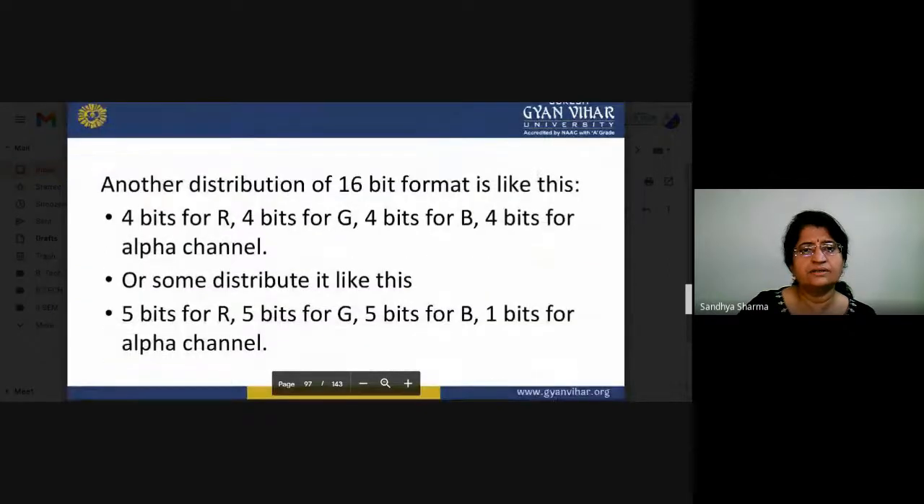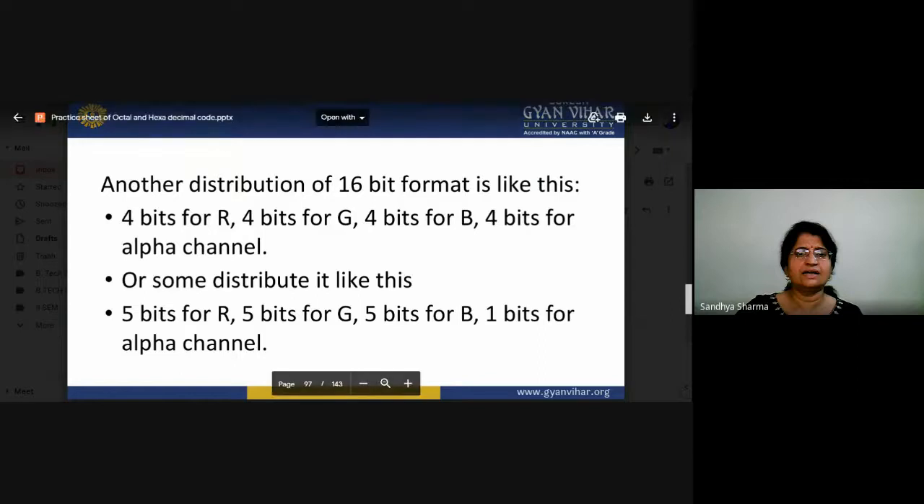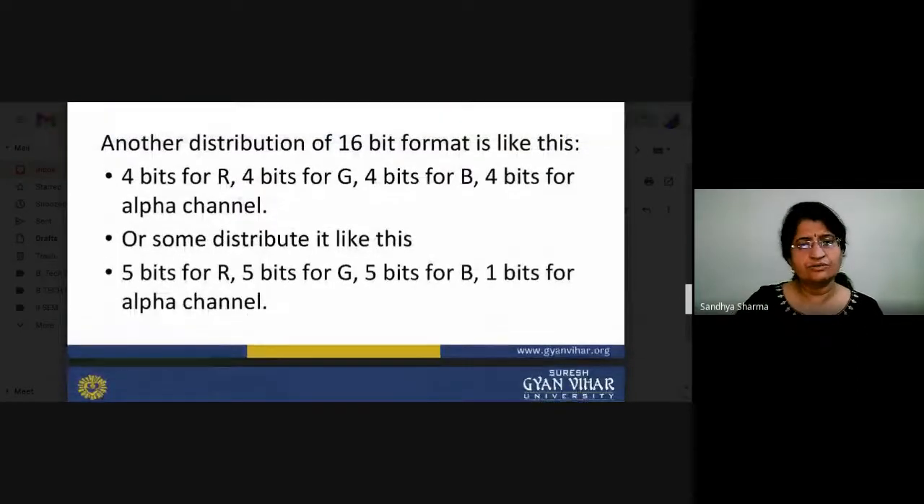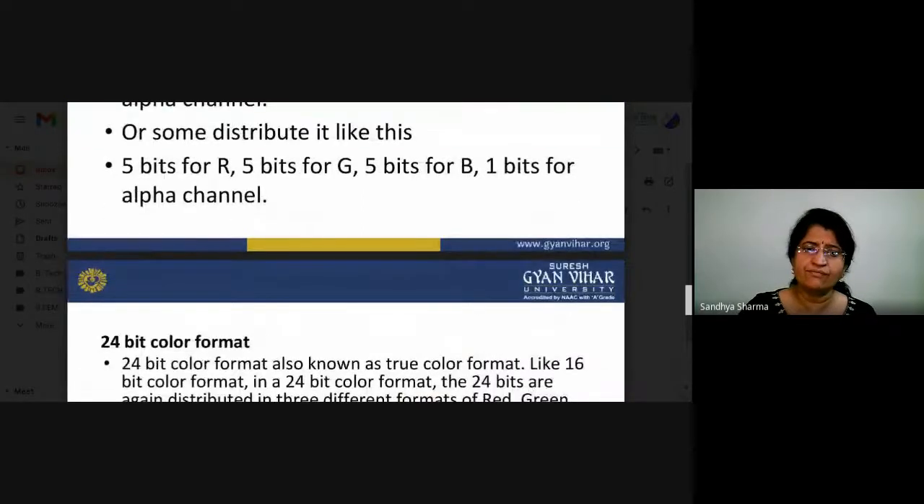Now, another distribution of the 16-bit format. Either you can divide it 5 5 5 and allot one extra bit to green, or there is another distribution: 4 bits for red, 4 bits for green, 4 bits for blue, and 4 bits for the alpha channel. We can also divide it as 5 bits for R and 1 bit for the alpha channel. In this way, you can distribute the bits among the color channels.